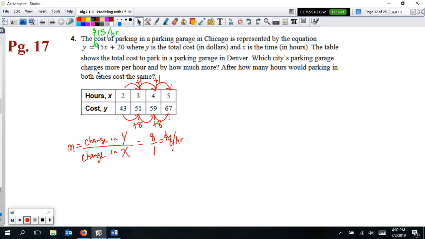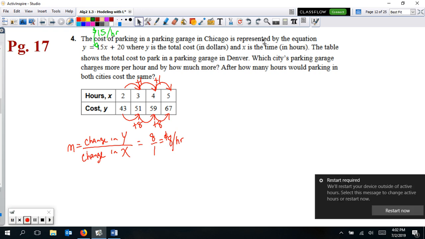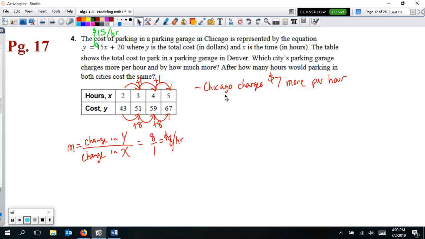So it says, which parking garage charges more per hour? We can already answer that question right here, and by how much more? Obviously Chicago charges more. 15 minus 8 is $7 more. So Chicago charges $7 more per hour. That's what we want to do to answer that first question.